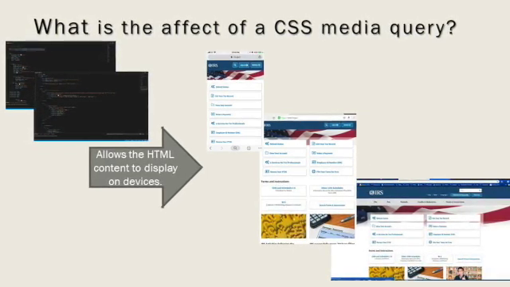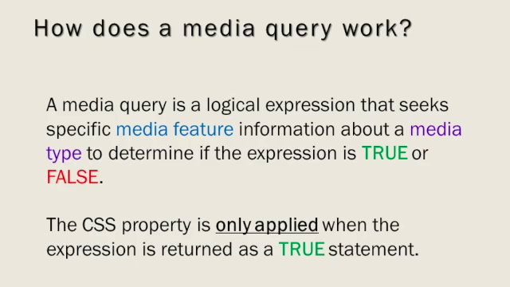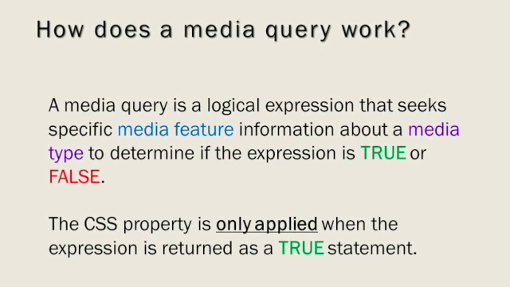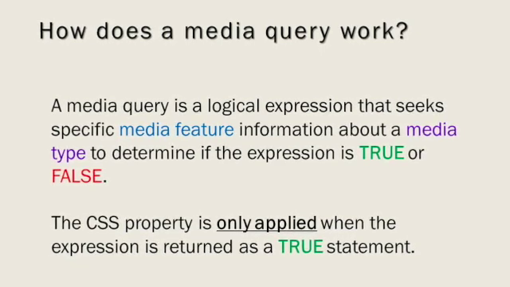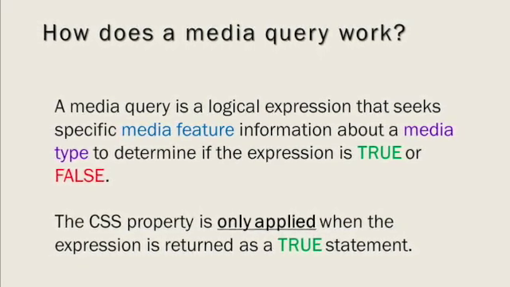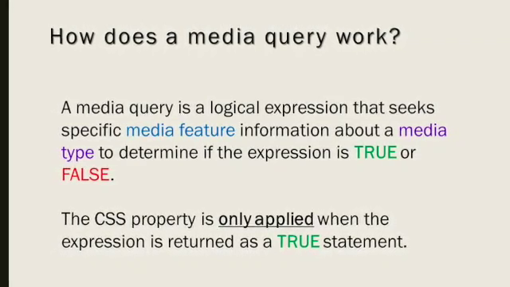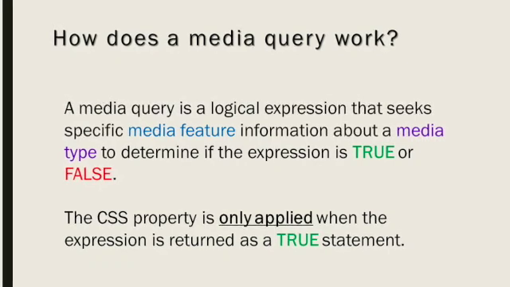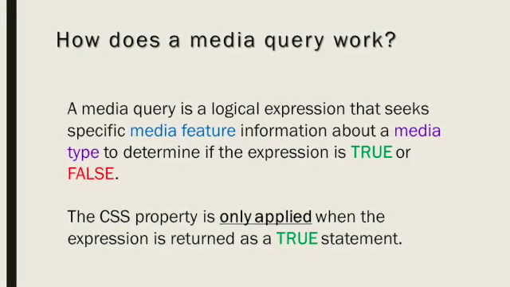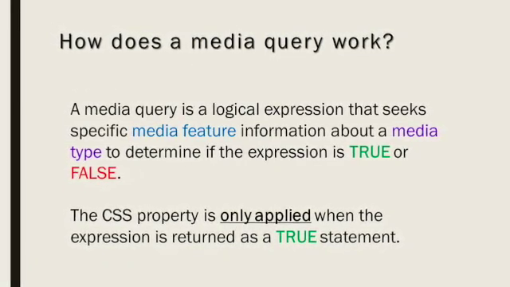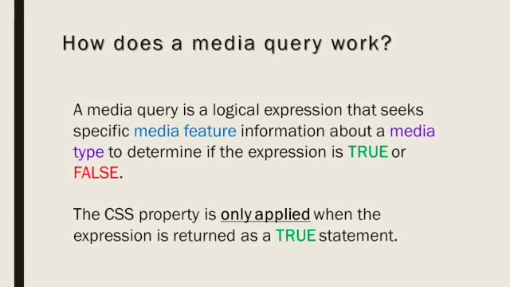So how do media queries work? A media query is a logical expression that collects media feature information about the media type to determine if the media feature is true or false. If the query is false, the CSS properties included in the equation are ignored.